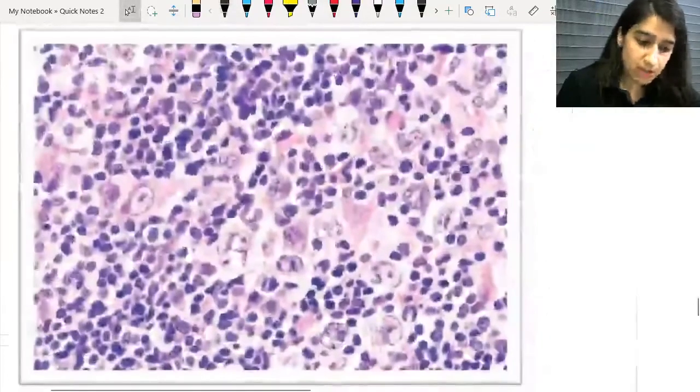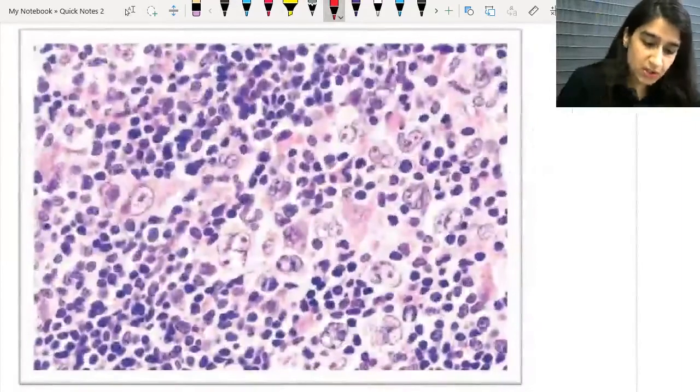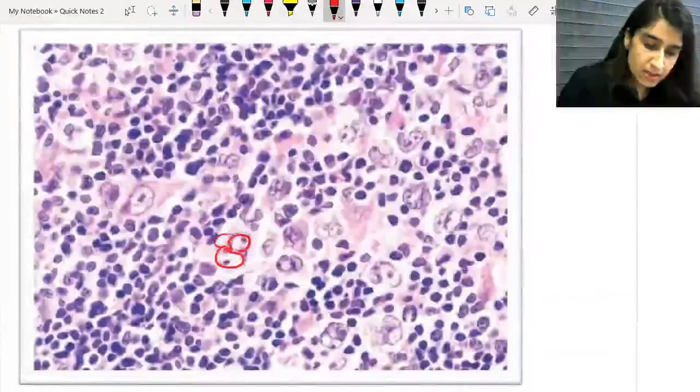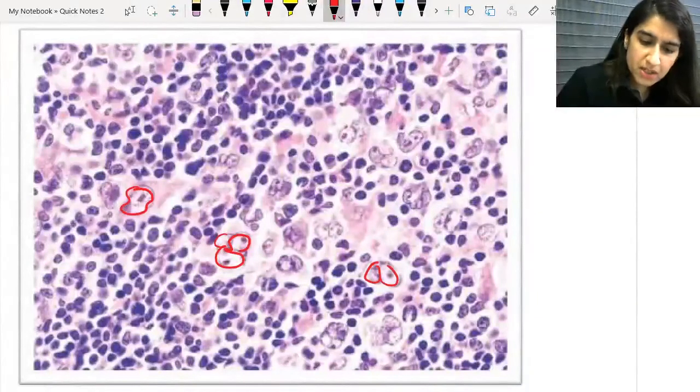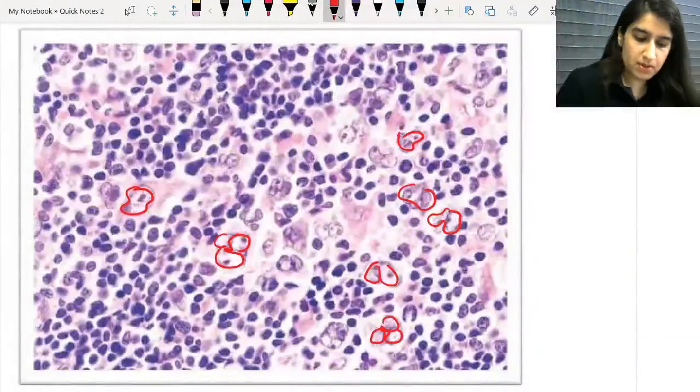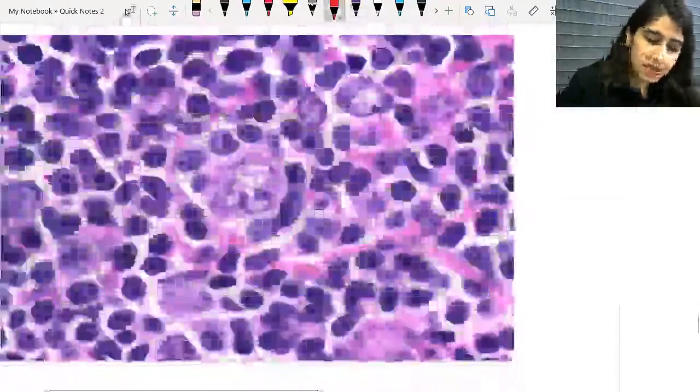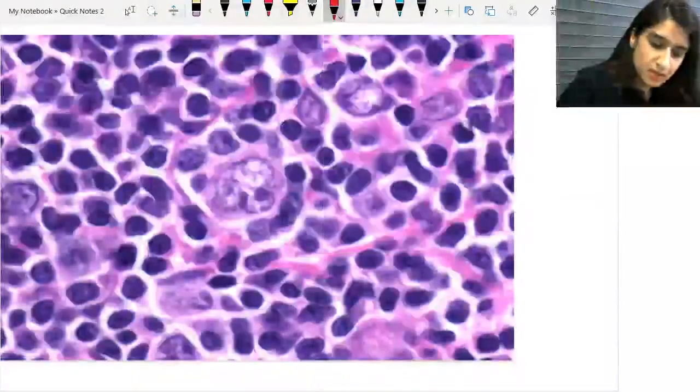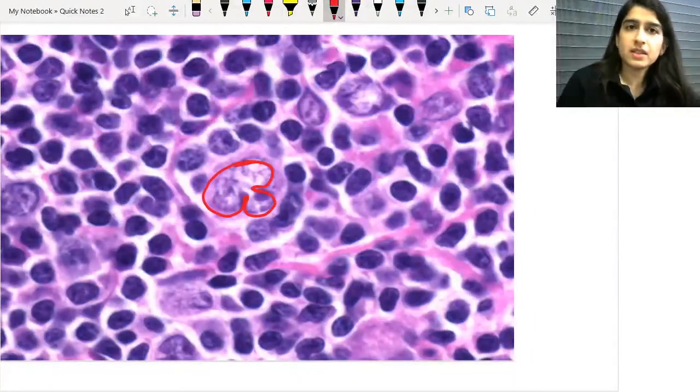Now look at this histological picture. Can you appreciate these popcorn cells? Variable nuclear contour, sometimes multilobated or sometimes polypoidal. These are all popcorn cells. If you look at the higher magnification, again, a very beautiful popcorn cell. So these are the popcorn cells seen in NLPHL.